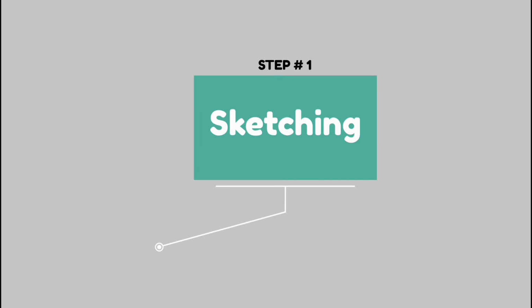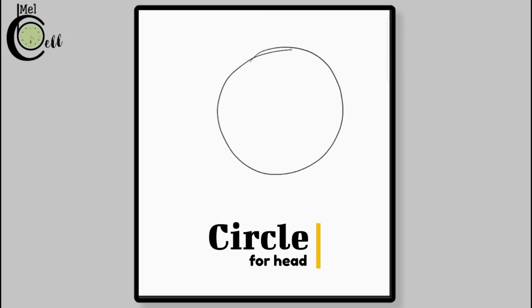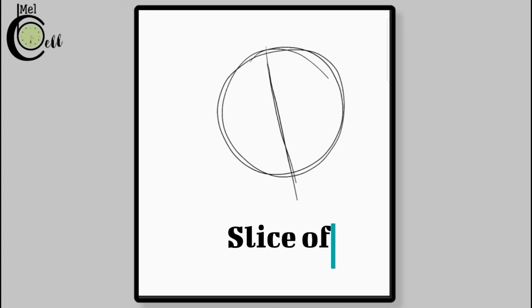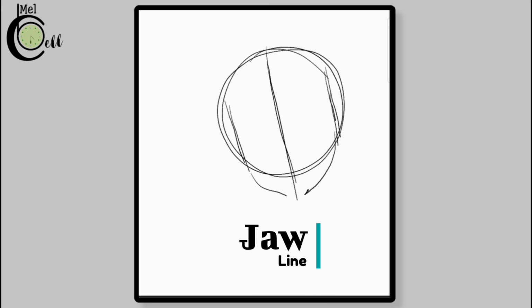Let's get started. Step number 1. Sketching. Start off by adding a circle. Then add an oblique center line directed more towards the right side. Drop it up a little bit away from the circle, just a little bit. Then slice off the circle in the direction of the center line. Draw the jawline and connect it with the center line.